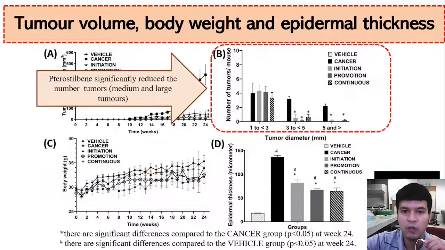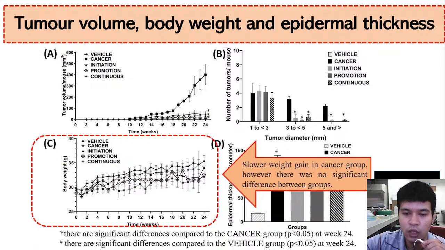And next, we look at the number of tumors based on the tumor size or diameter. There is no significant difference between the pterostilbene group and cancer control group for the small tumors. However, there is a significant reduction in the number of medium and large tumors in the pterostilbene group compared to the cancer control group. Next, we look at the body weight. The cancer control group shows a slower weight gain compared to other groups. However, there is no significant difference in the body weight between the groups.